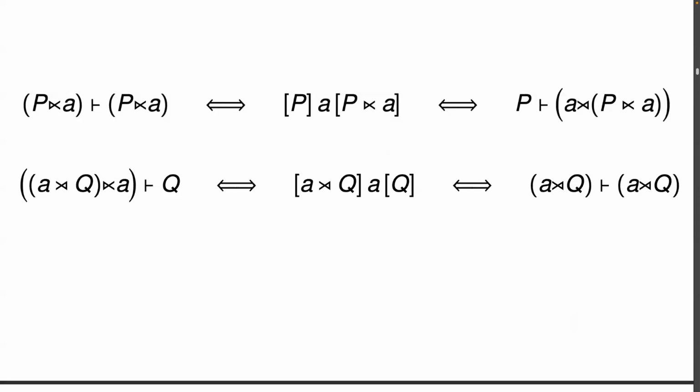Question. Could you point at them while translating? I'm getting lost. I'm just reading left to right. So the first one, I might have trouble getting into the screen and pointing. I'm not on the whiteboard. P post A entails P post A is the first.